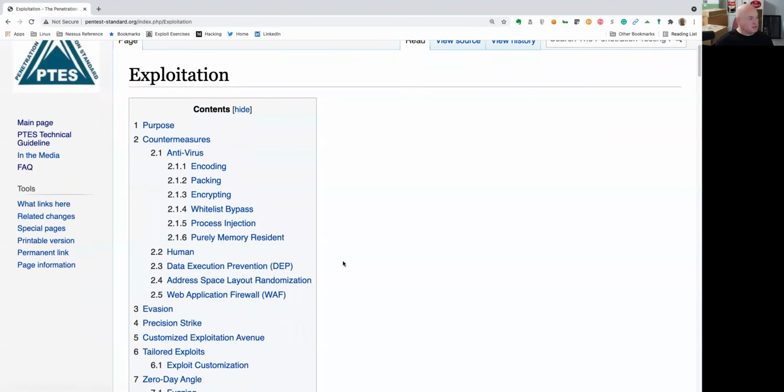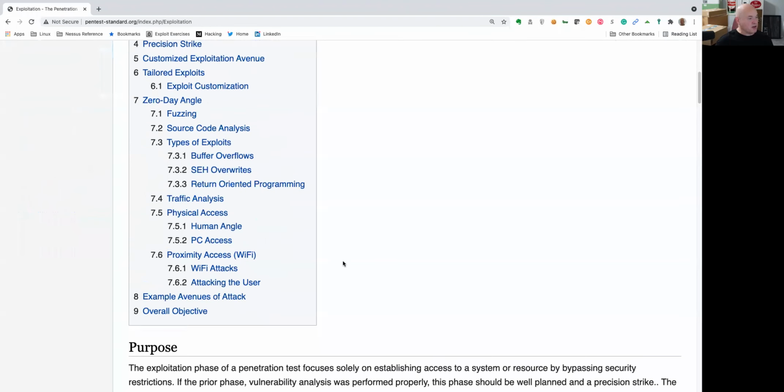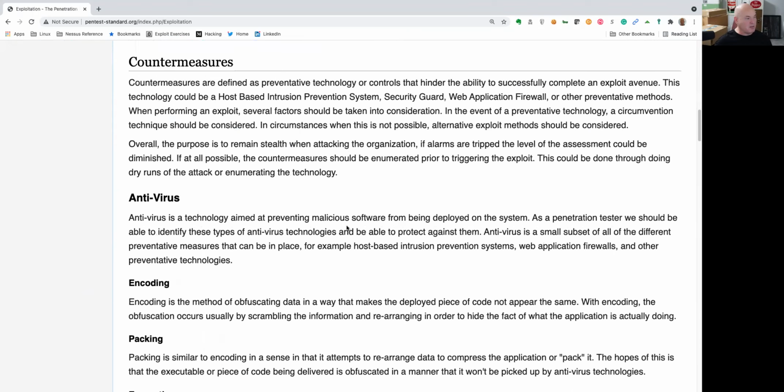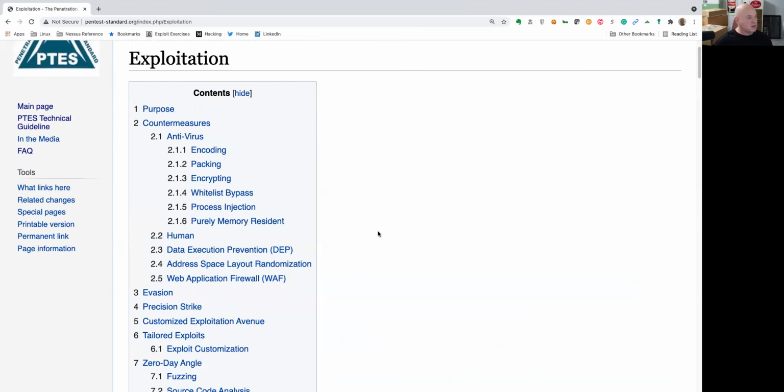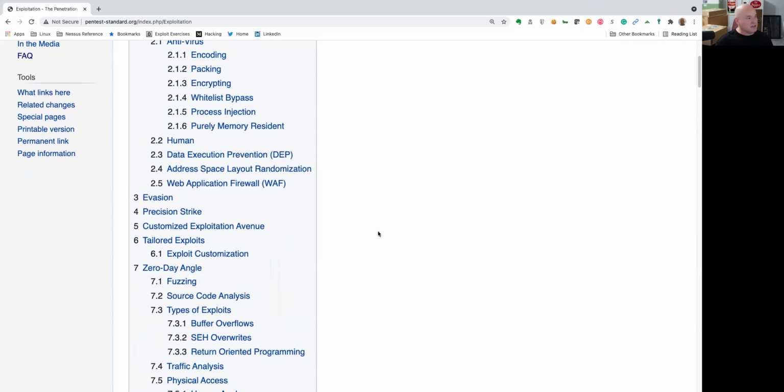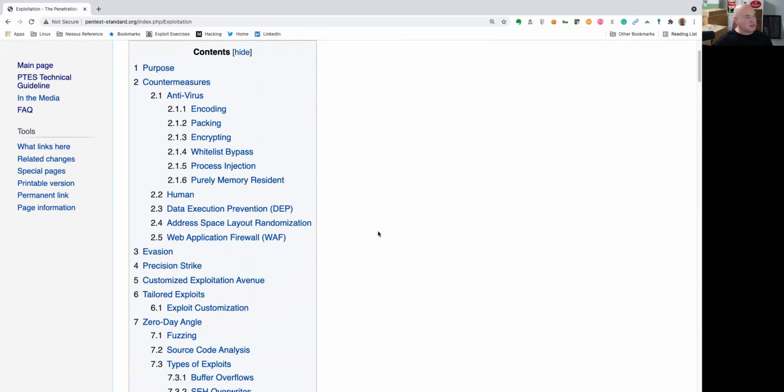And then your exploitation. It's also your vulnerability analysis. You're going to look at all the information you collected and see what can be exploited. You're validating vulnerabilities, and once you've validated they're vulnerable, you try to see if there are exploits for them and you try to exploit. So there's the exploitation phase. If you're doing a network pen test, you try to see if you can bypass some of the antivirus by encoding, packing, encrypting, whitelist bypass, and all that.